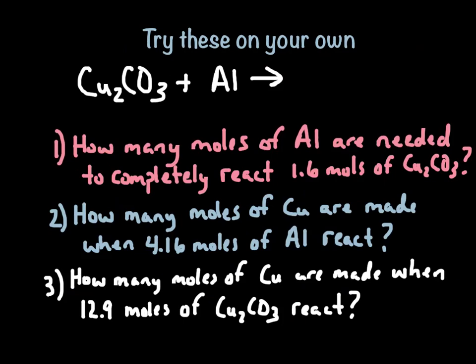Now it's time for you to try it. I want you to predict the products of this. Remember, we did that by determining the reaction type, and I want you to balance it. Make sure you're checking the charges first, and then you balance it. I want you to answer these 3 questions. They're all mole to mole, so they're all one-step action lines, and it's something that you should be able to do.